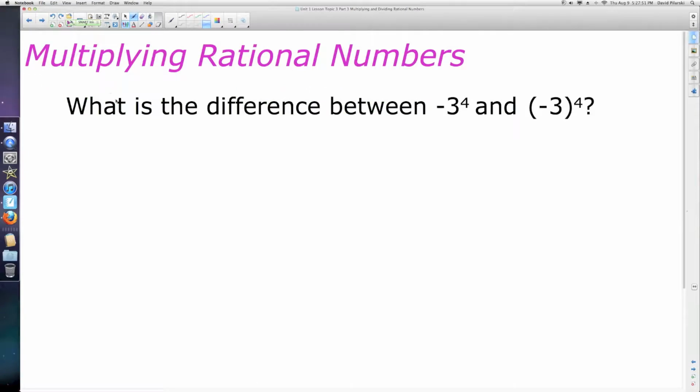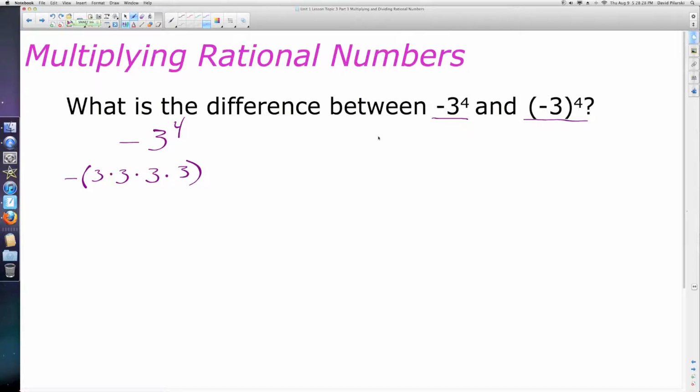When multiplying rational numbers, it's going to be important to know the difference between these two expressions right here: negative 3 to the fourth and the quantity negative 3 to the fourth. This first expression, written without parentheses, is said with the word opposite. We should read this as the opposite of 3 to the fourth power. Using the concept of exponents meaning repeated multiplication, if we were to expand it, we should write this as the opposite of 3 times 3 times 3 times 3. That would be the same as this expression here.